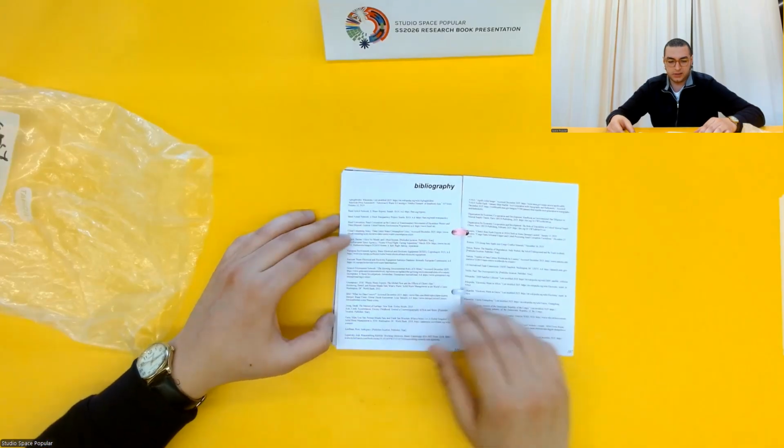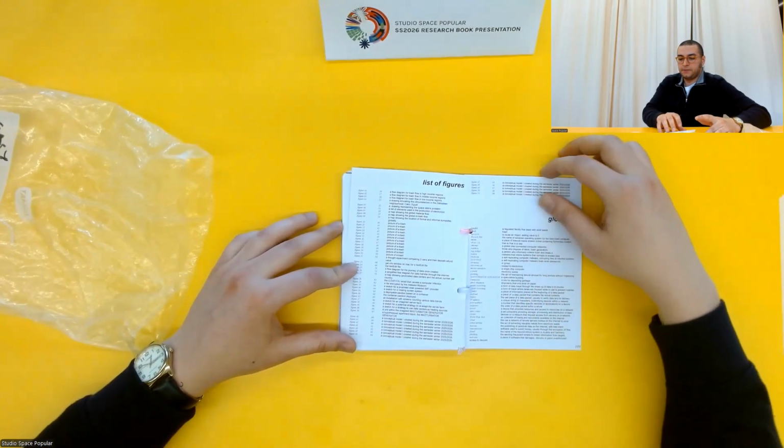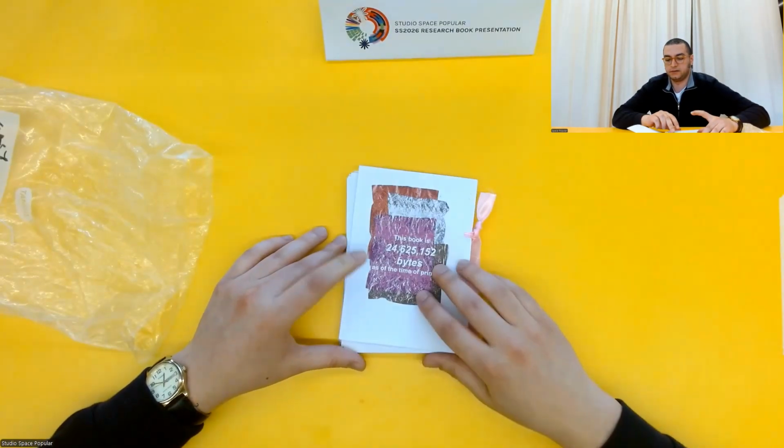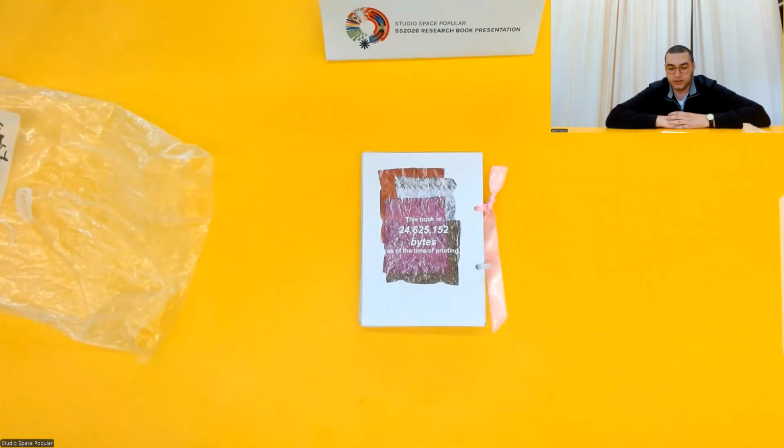So this is the bibliography, list of figures and glossary explained. And this is how many bytes the book was after it was done.